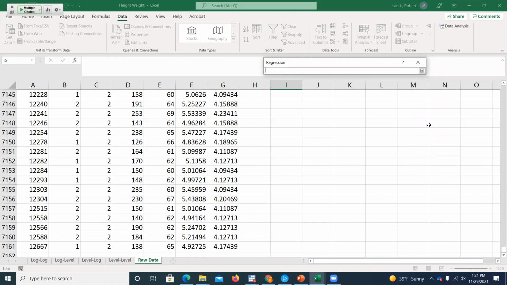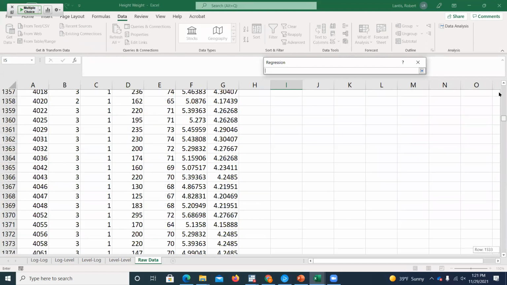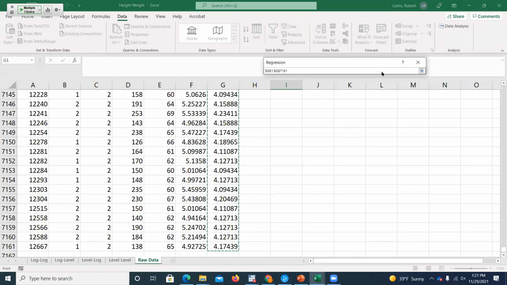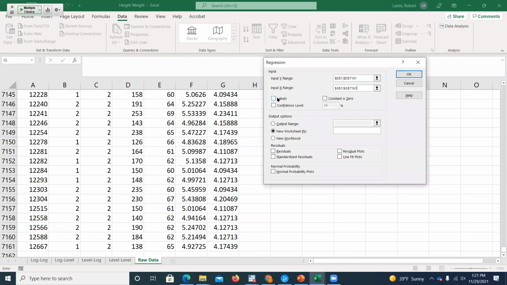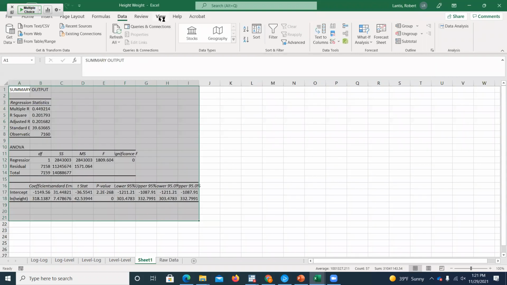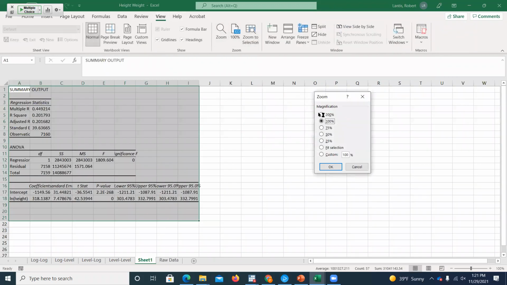Then for my x variable, since I want a level log model, I need to use the natural log of my x variable, which was height. So I'll select the natural log of height. I've selected my labels here. All right, I hit OK. And now it should have just reproduced what I had.